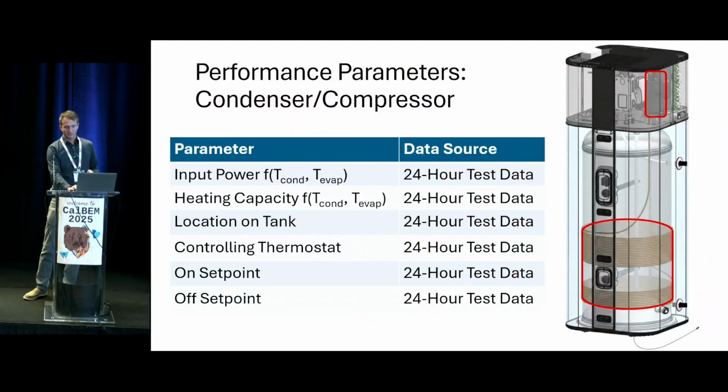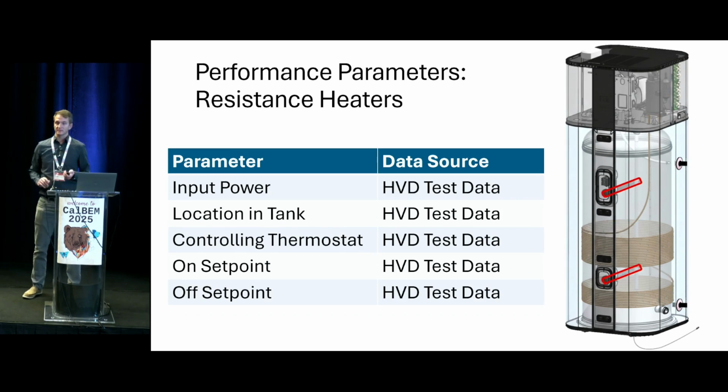Okay, so that gives us a pretty good idea of what's going on at the condenser, but what about the resistance elements? You may have noticed that the resistance elements never kicked on, and that's why we need the high volume draw test data, because in the UEF test and all the other 24-hour tests, the manufacturers design their equipment so that they never trigger resistance heat, because that would be a huge penalty for the UEF.